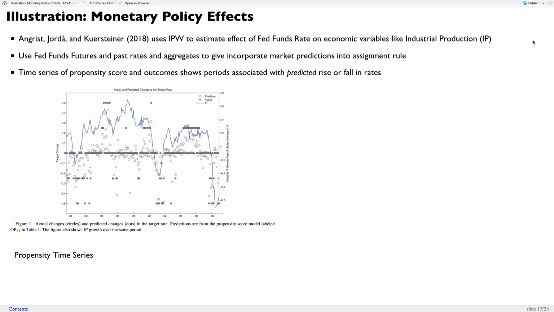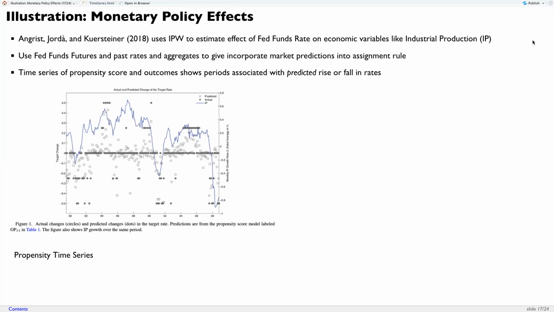Here are the Angrist, Jordà, Kuersteiner results using IPW. You get the effect of the Fed funds rate on economic variables. Here, industrial production is used, because you don't get GDP by month, but you do get industrial output by month. And they use Fed funds futures as controls as well as past rates and economic aggregates to incorporate market predictions into the rule.